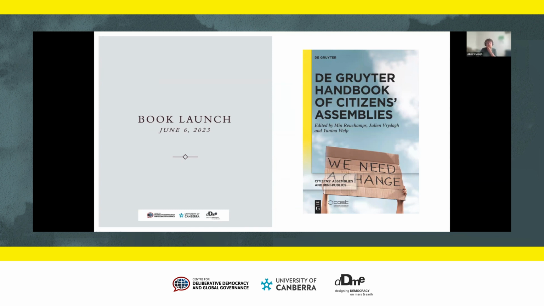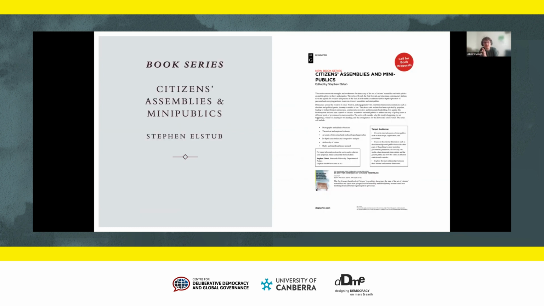Let me first present the book series, which is also published by De Gruyter and edited by Stephen Elstub from the University of Newcastle. Stephen is editing this book series on citizens' assemblies and mini-publics, and the Handbook of Citizens' Assemblies is the first book appearing in this series. Now Stephen is calling for book proposals. So if you have any ideas about a manuscript, about the internal or external dimensions of citizens' assemblies and mini-publics, don't hesitate to send him an email with your ideas.